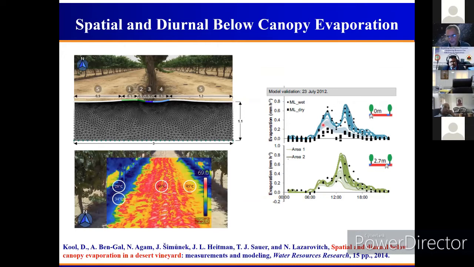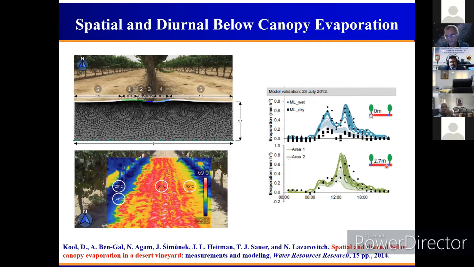And you can see, for example, a drop during the noon under the vine. And that's obviously because at that time, that point is in the shadow. And very different behavior at the point next to the vine.